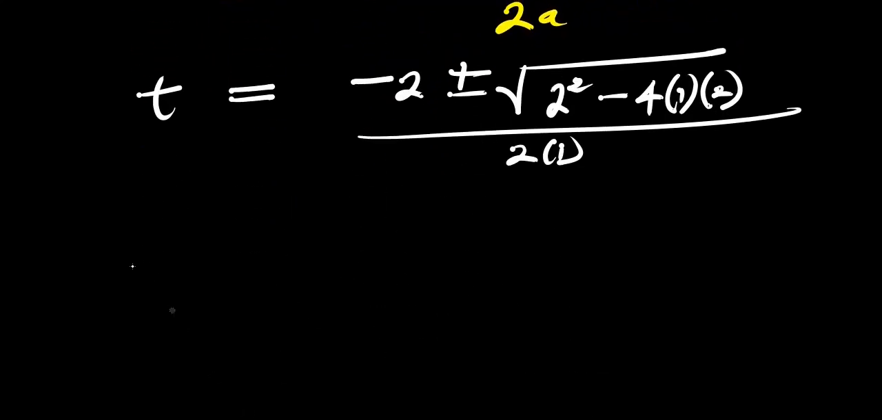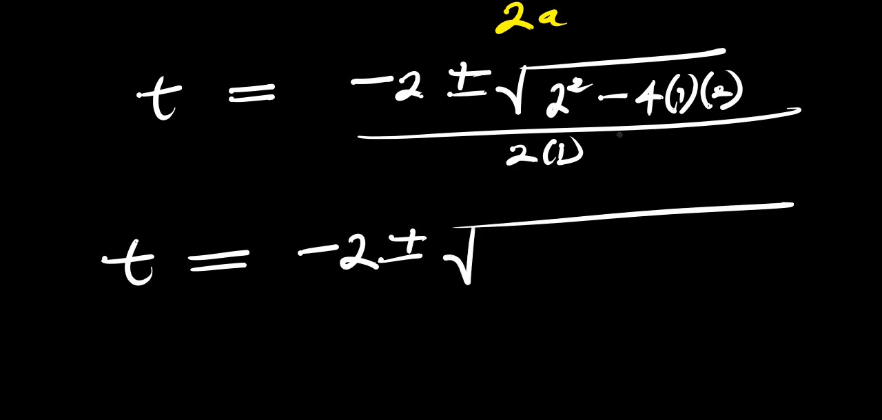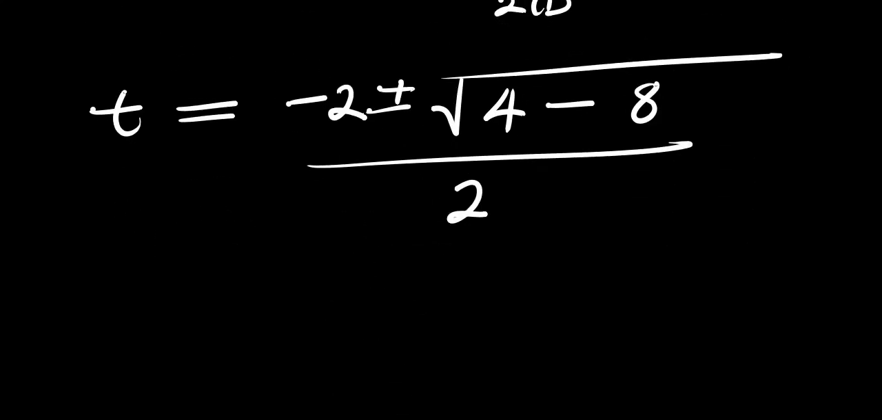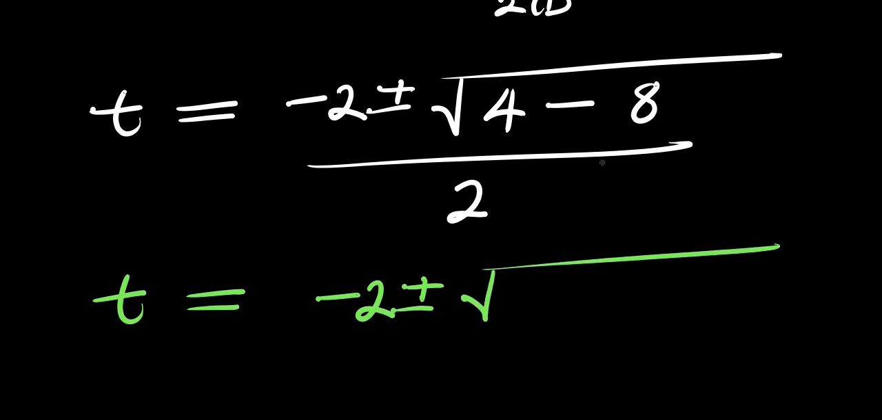So from here, we are going to have t equals negative 2 plus or minus square root of 2 squared is 4, minus 4 times 1 times 2. That is 8, divided by 2. So from here, we are going to have t equals negative 2 plus or minus square root of 4 minus 8 is negative 4, divided by 2.